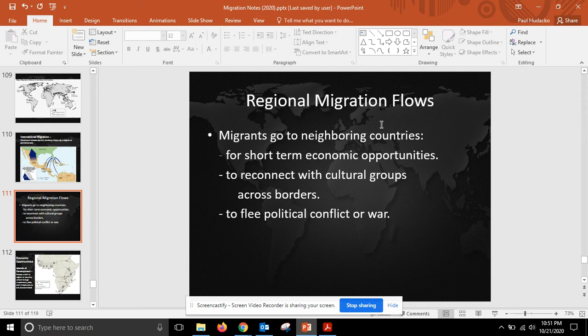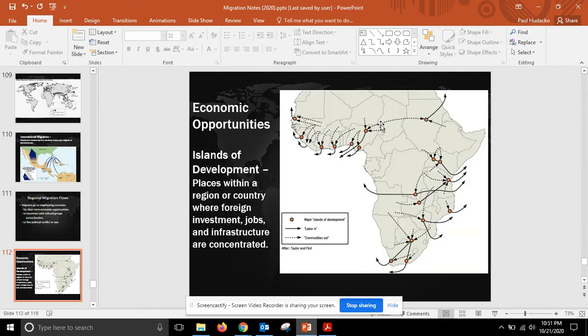So when we talk about these, some of these are going to be regionally linked, and a lot of it's going to be linked to these short-term economic opportunities. We've talked about guest workers in many different places around the world, and not only guest workers, but we're going to see refugees. We've talked about refugees several times already. We've done some activities with that. And then just reconnection, trying to get back to your homeland, which we'll talk about a lot more in future units. This is just serving as your introduction to it.